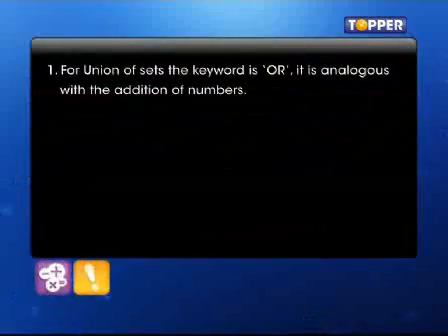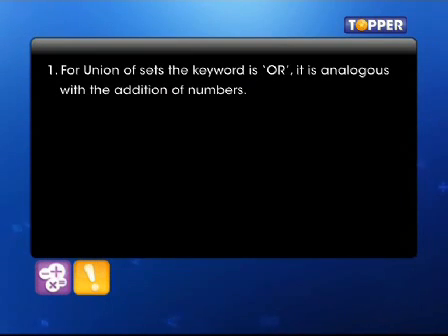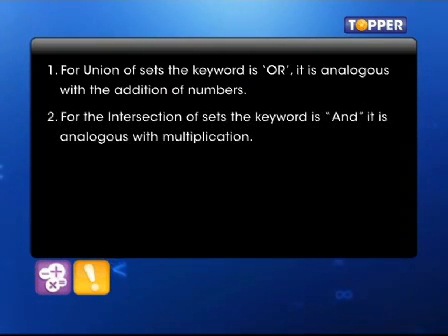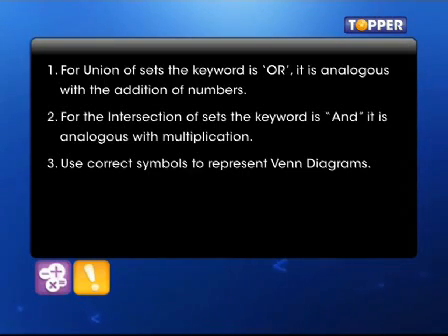Before I leave, I'm going to leave you with a few pointers of my own. For union of sets, the keyword is OR. It's analogous with the addition of numbers. For the intersection of sets, the keyword is AND. It's analogous with multiplication. Use correct symbols to represent Venn diagrams. Set theory forms the foundation for logic and arguments in code.